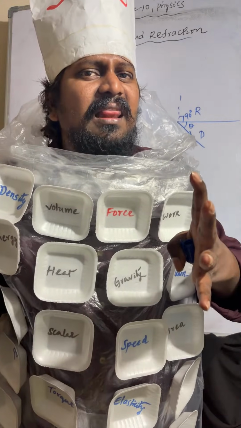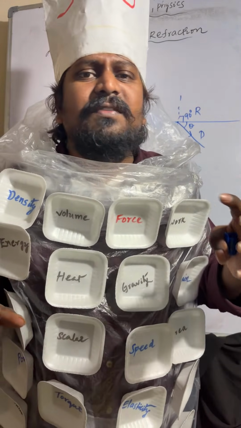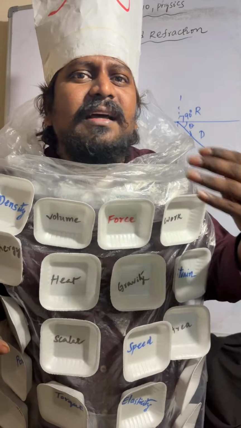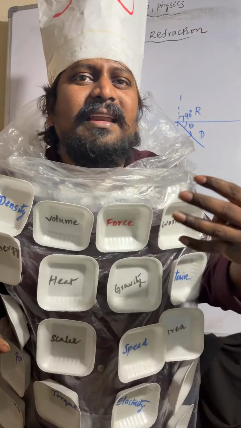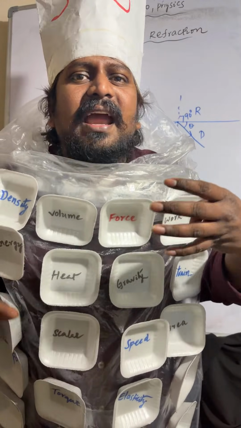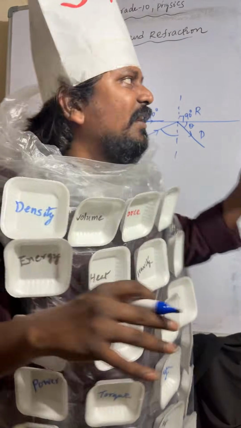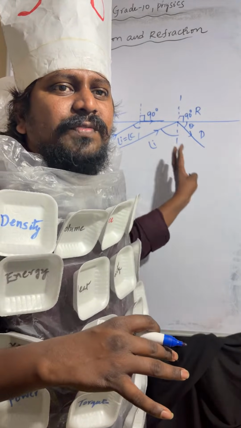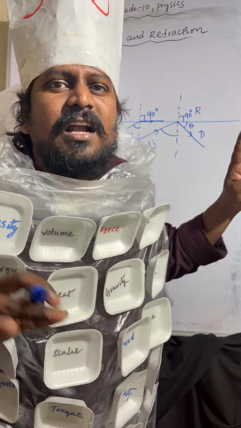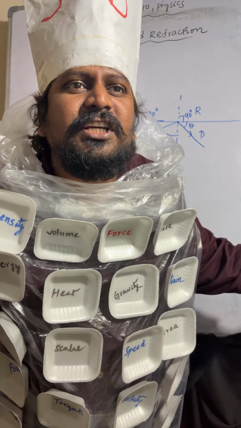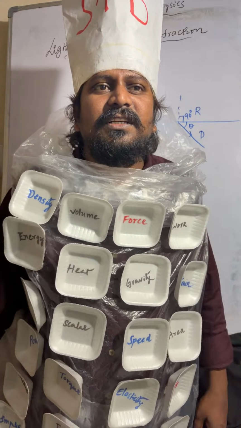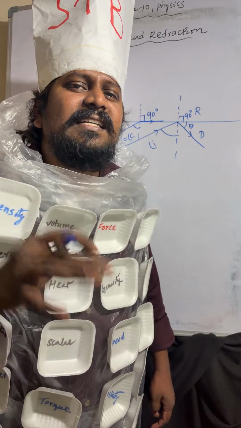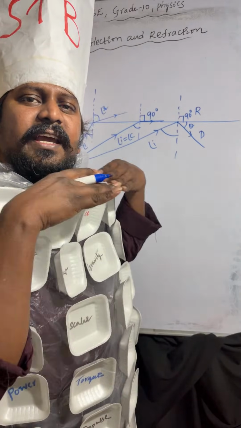Total internal reflection. When the light ray is moving from denser to rarer, in the rarer medium it makes more than 90 degrees. Here you can observe 90 plus theta. This phenomenon is called total internal reflection.